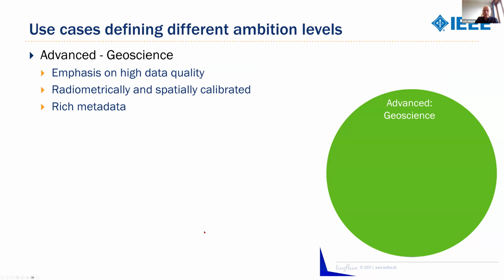We have to cover the range from geospatial imaging to production line inspection. We have defined 3 different use cases. So the advanced use case is for high-end applications like remote sensing, where data quality is paramount. We have calibration radiometrically and spatially, and as much metadata as possible.